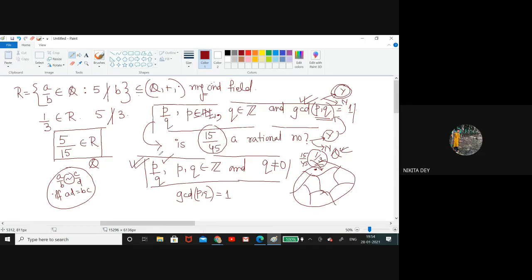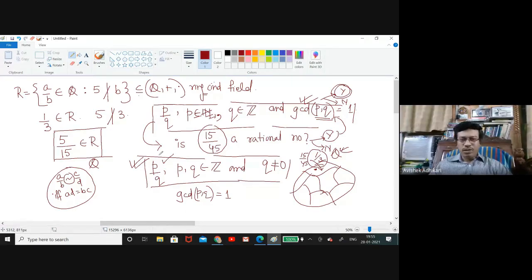Yes, sir. Good. What you told is perfectly correct, but definition wise, this is enough. So here we are actually dealing with Q. If we have A by B, maybe you can think that A and B are in lowest form, which means they don't have any common factors.